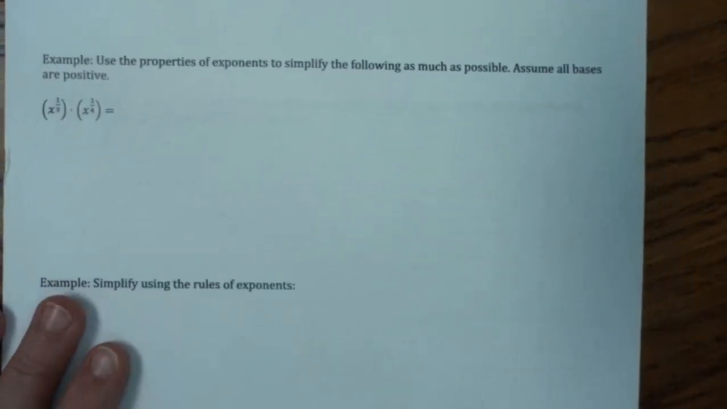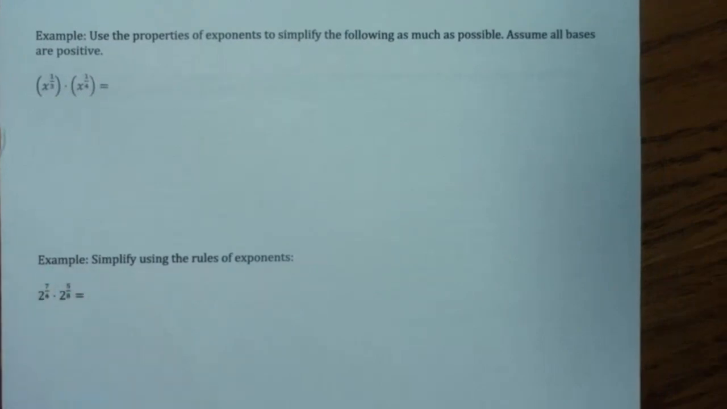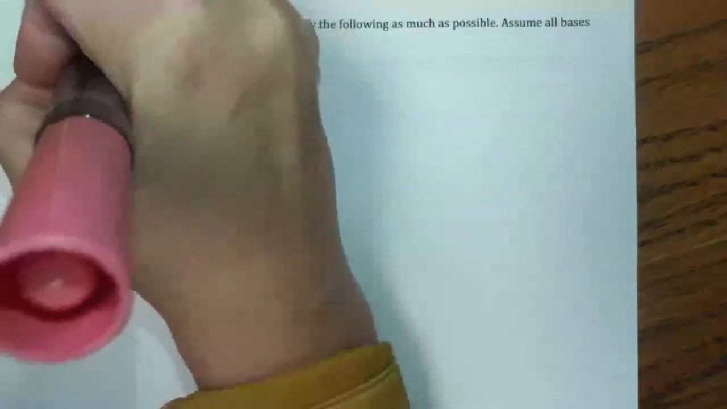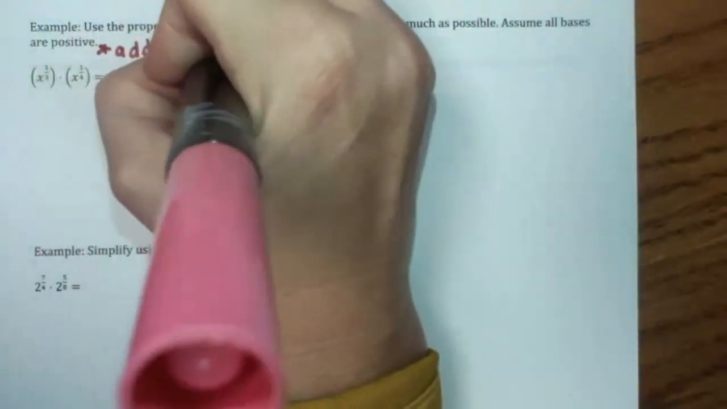Next one, use the properties of exponents to simplify the following as much as possible. Assume that all bases are positive. x to the 1/3 power times x to the 1/4 power. They are being multiplied. They're both base x, so I can write it as the same base x. And we can add our exponents because we're multiplying.